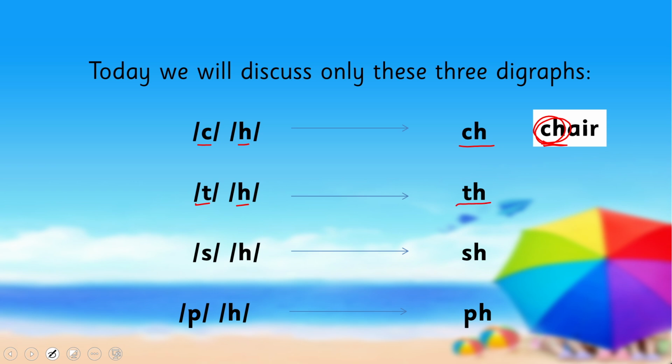TH can give two types of sound. One is as in think, as in thank you. And the other sound is as in that, they, their, right? So, TH is a digraph because these two letters combine together to give a new sound, which is th or the sound, right? Next is SH.